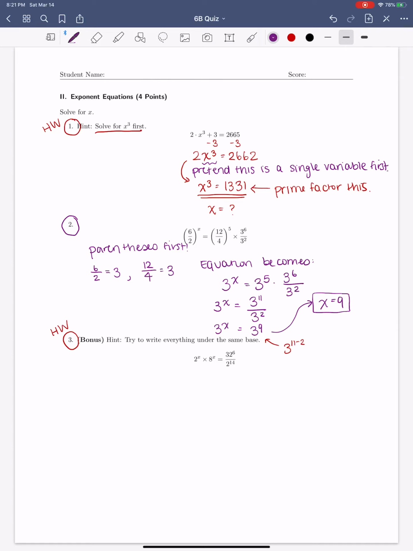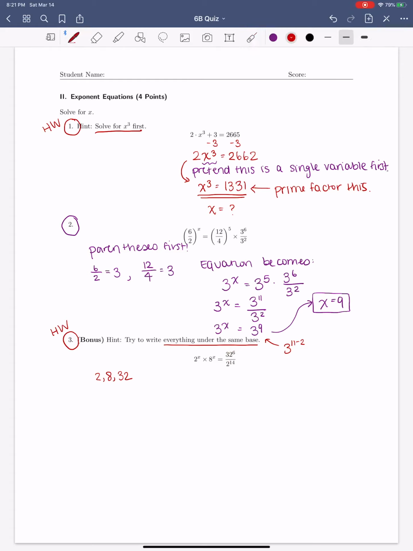So equation 2 was actually really straightforward. Now the bonus, I think, is much harder than both 1 and 2. I'm going to leave it for you guys to do for homework. But again, the hint is to try to write everything under the same base. So right now, the current numbers that we have to deal with are 2, 8, and 32, really. So we have, for instance, powers of 2 here. We have powers of 8, and we also have powers of 32.